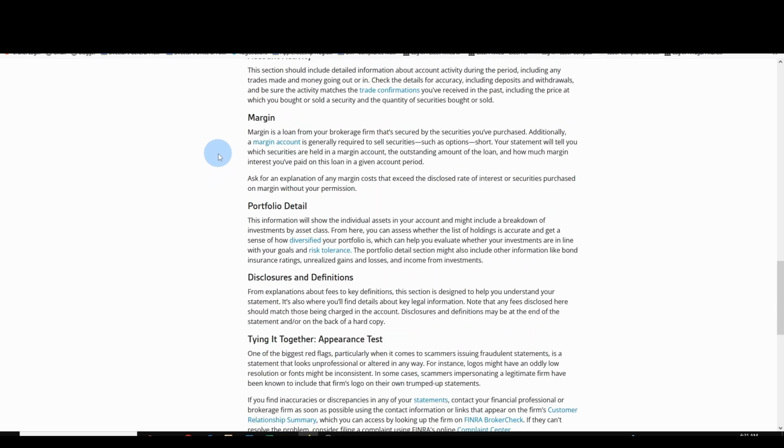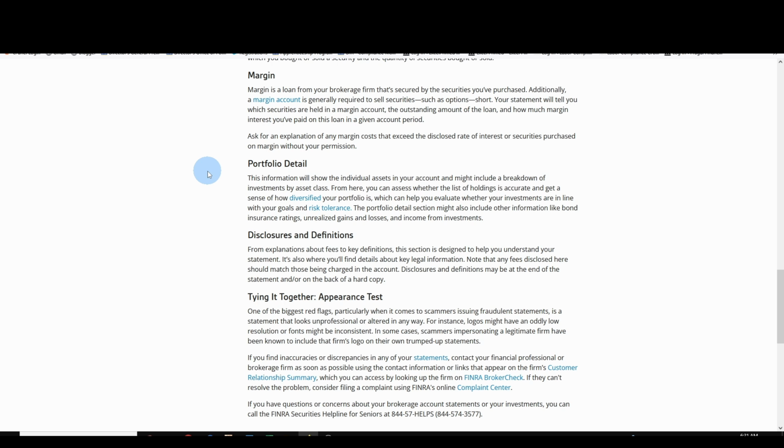Margin. Margin is a loan from your brokerage firm that's secured by the securities you purchased. Additionally, a margin account is generally required to sell securities short, such as options. Your statement will tell you which securities are held in a margin account, the outstanding amount of the loan, and how much margin interest you paid on this loan in a given account period. Ask for an explanation of any margin costs that exceed the disclosed rate of interest, or securities purchased on margin without your permission.